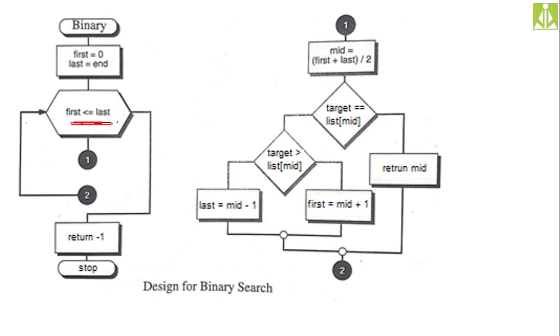So next step, if this condition is true, we are calculating the mid, and based on that mid we are comparing the target value with list of mid. If this target is found, then directly we are returning the index value by concluding that the target is found. If this target is not found, then we are checking whether the target is lesser than or greater than the list of mid. If the target is greater, then we are changing the first value, and if the target is lesser, we are changing the last value.